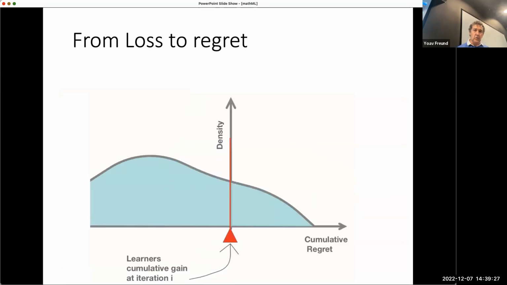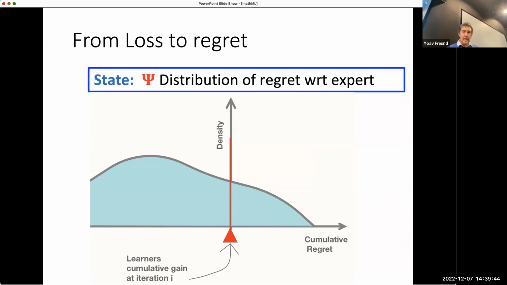The first thing we do is shift the whole picture and put the learner at 0 and talk about regret. Rather than having this initial 0, we move along with the learner. The state is the distribution of regret with respect to experts. This distribution that we're seeing now, that's the state. That basically summarizes everything that happened so far and has an impact on what will happen.